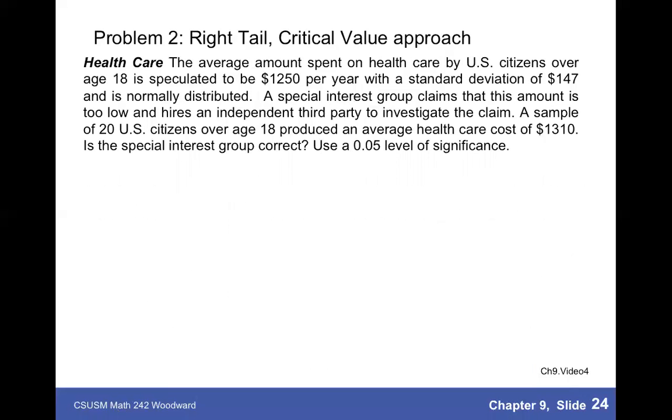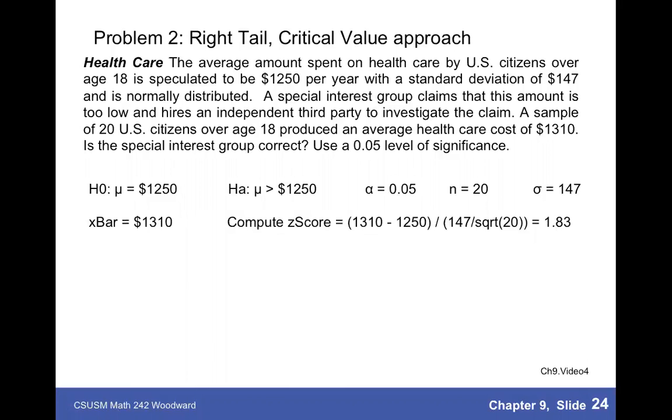Okay, the right tail approach to this is a different problem. I'll let you read that if you wish, but it boils down to my H naught is mu equals 1250, my HA is mu greater than 1250. The rest of the data is given to me like this. Alpha is 0.05, n is 20, standard deviation is 147. That should all be given in the problem. X bar is 1310.